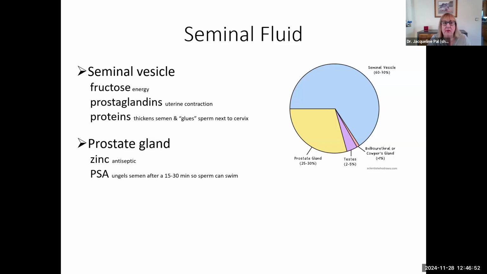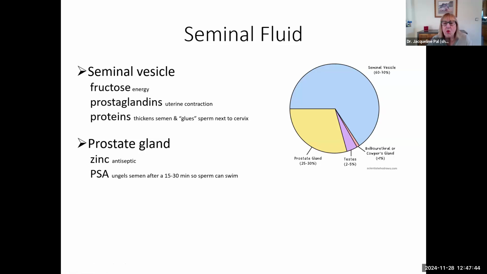The next largest component of seminal fluid comes from the prostate gland. And the two parts of this that we are concerned with is that there is an antiseptic component, and there's another protein, PSA, which actually is going to ungel the proteins coming from the seminal fluid. Now, this doesn't work until about 15 or 30 minutes later. And so what this does is it thins out the secretions so that the sperm can now swim and enter into the cervix and go up into the uterus. And the prostate gland accounts for somewhere between 25% and 1/3 of the secretions.